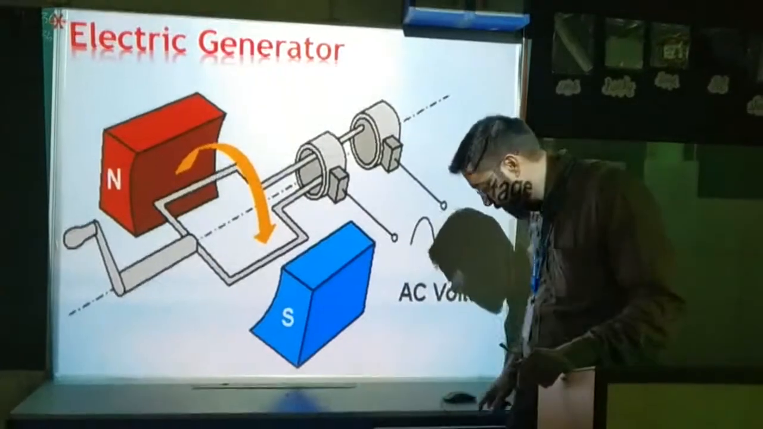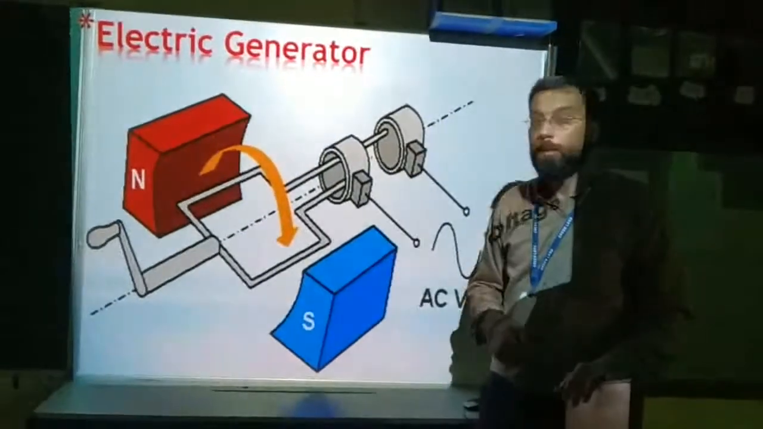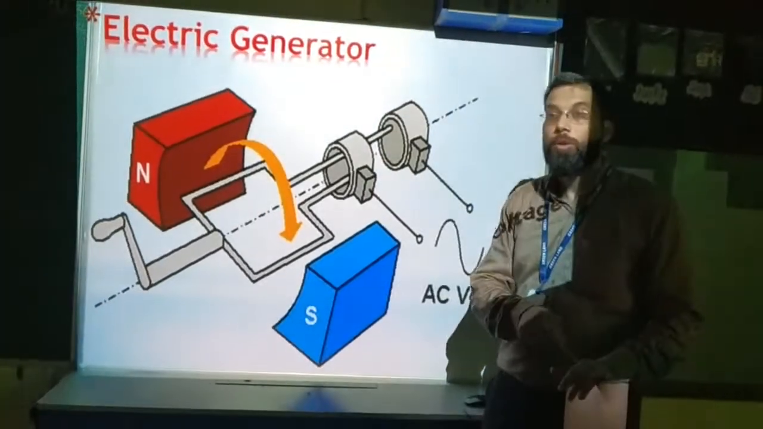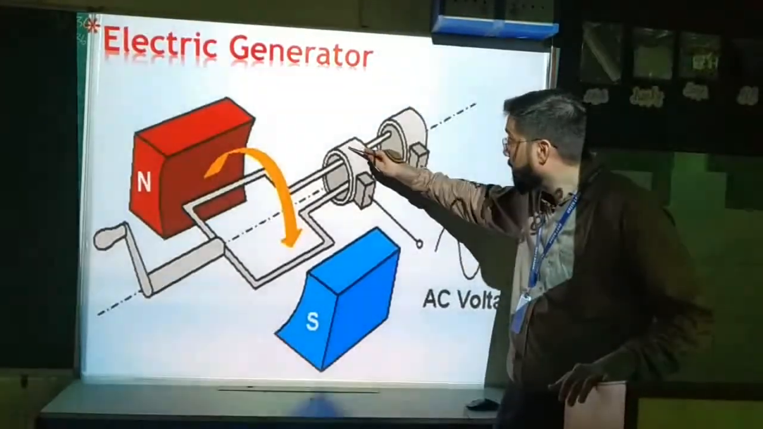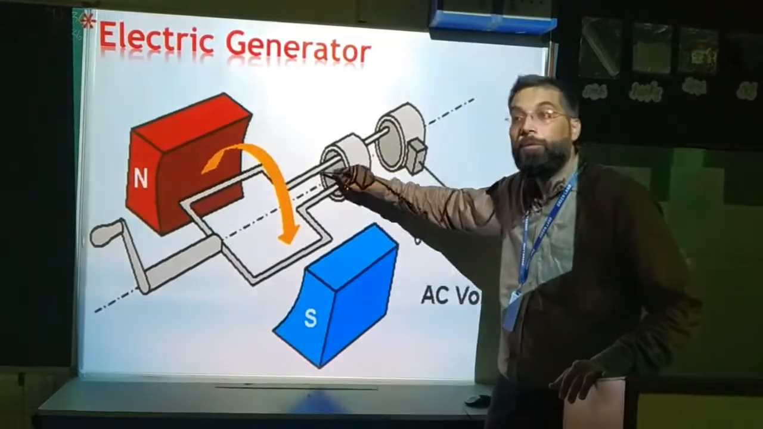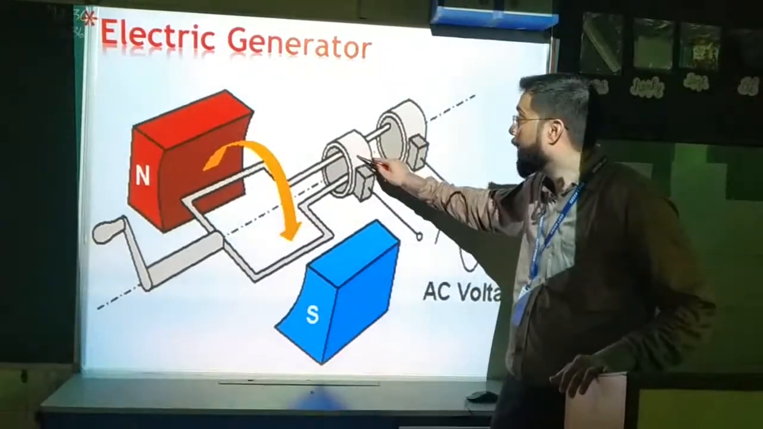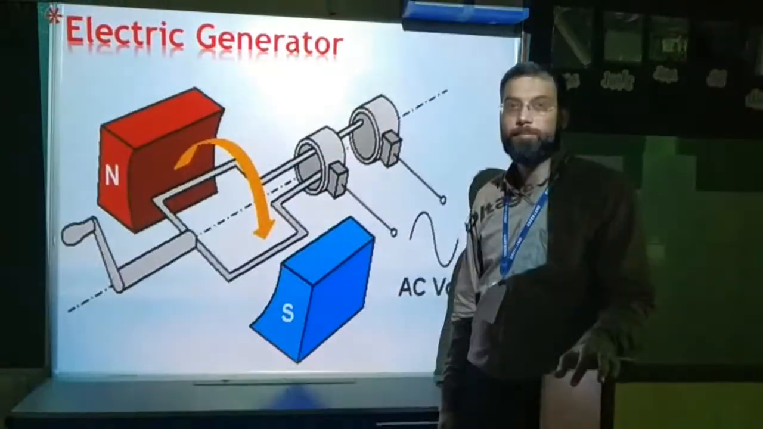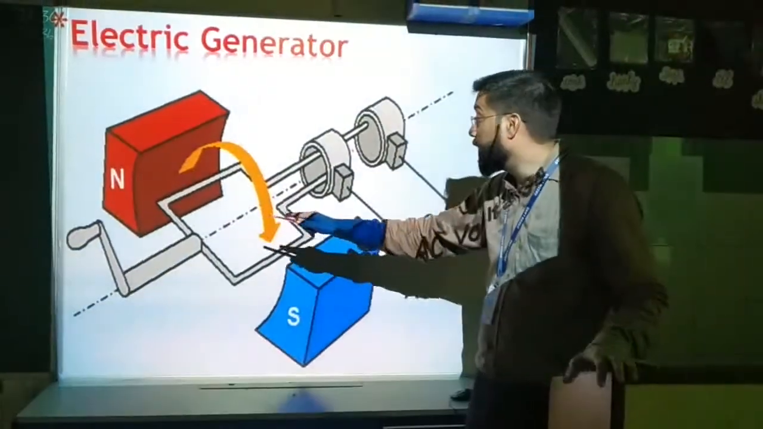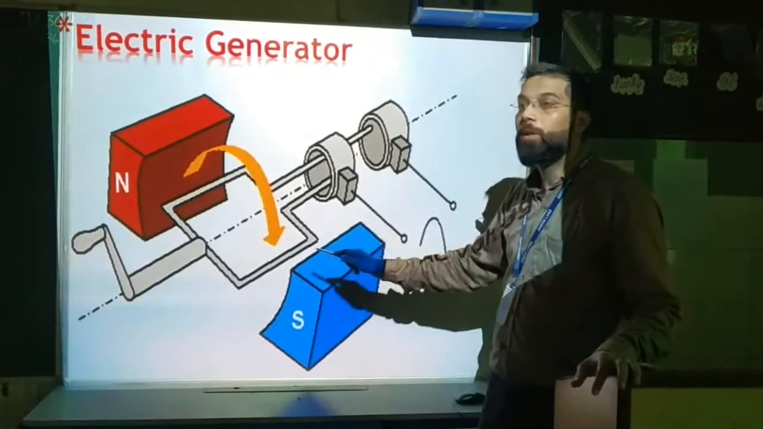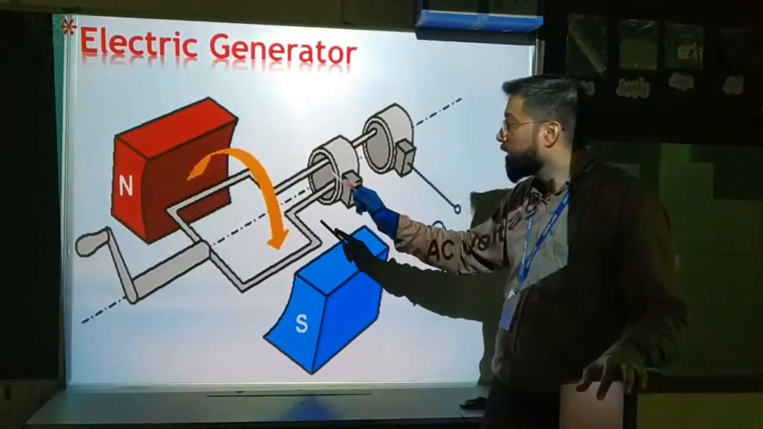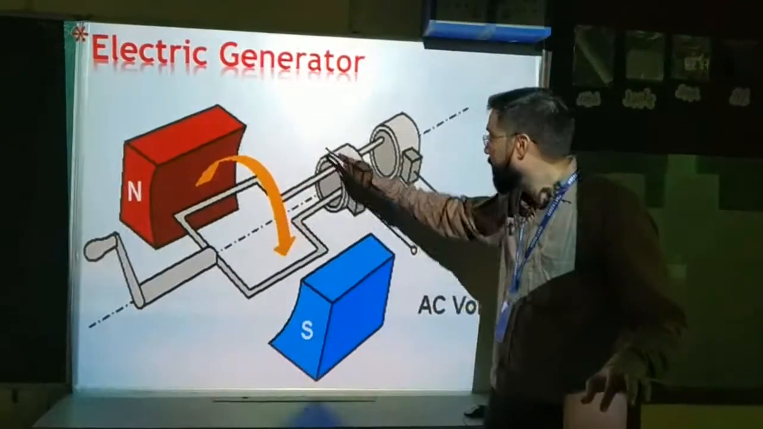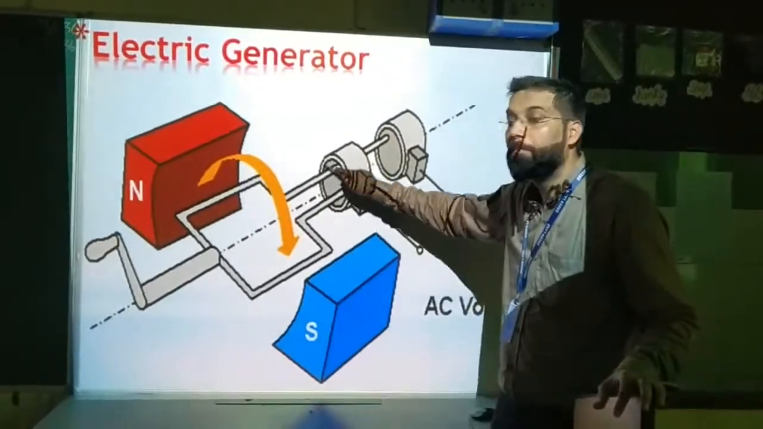Now DC generator. If you replace these slip rings with split rings, then you can change AC generator into DC generator. Now how can we change AC generator into DC generator? We can change AC generator into DC generator by replacing these slip rings with split rings.